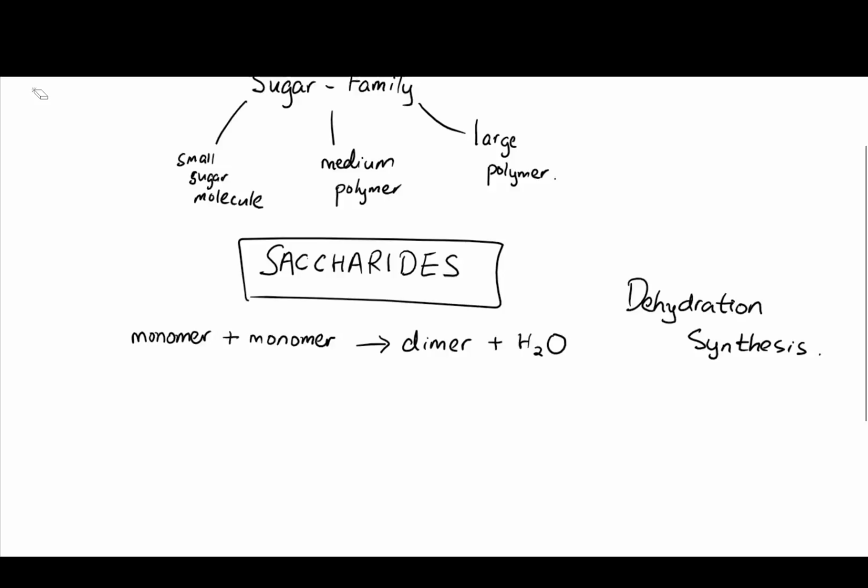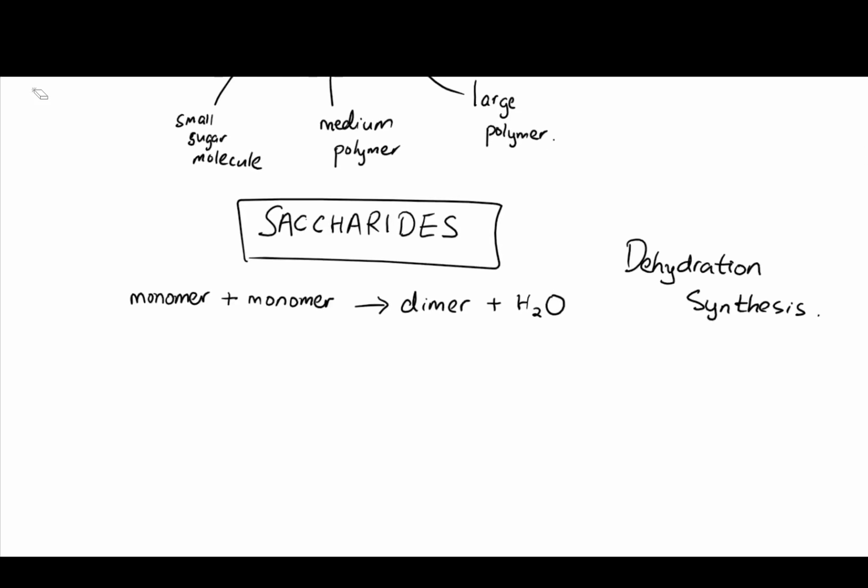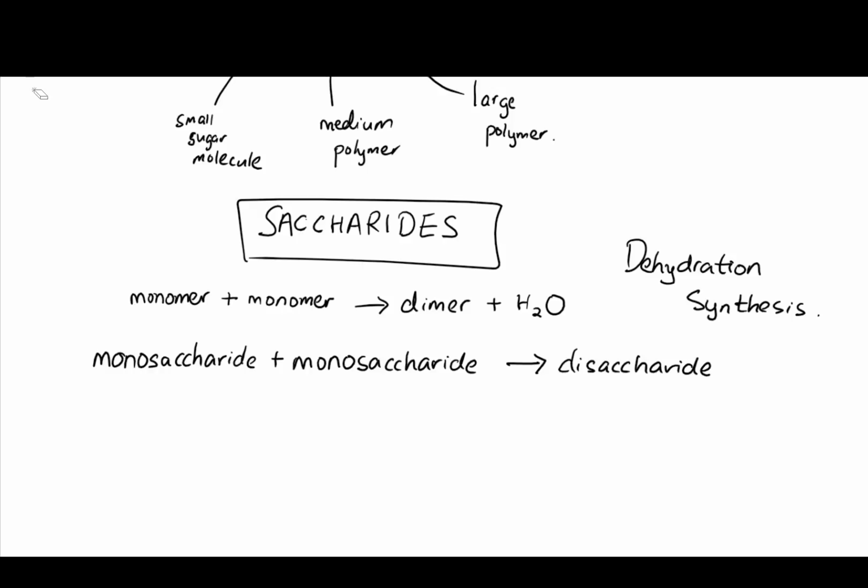So in the case of carbohydrates, we're going to have the monomer for saccharides. So it's called monomer of saccharides. So the name is monosaccharides. If you add another monomer of saccharides, which is monosaccharides, you're gonna get a dimer. So the dimer of a saccharide is what we call a disaccharide. And since this is a dehydration synthesis, you're gonna release one water molecule. So this is how you form a disaccharide.